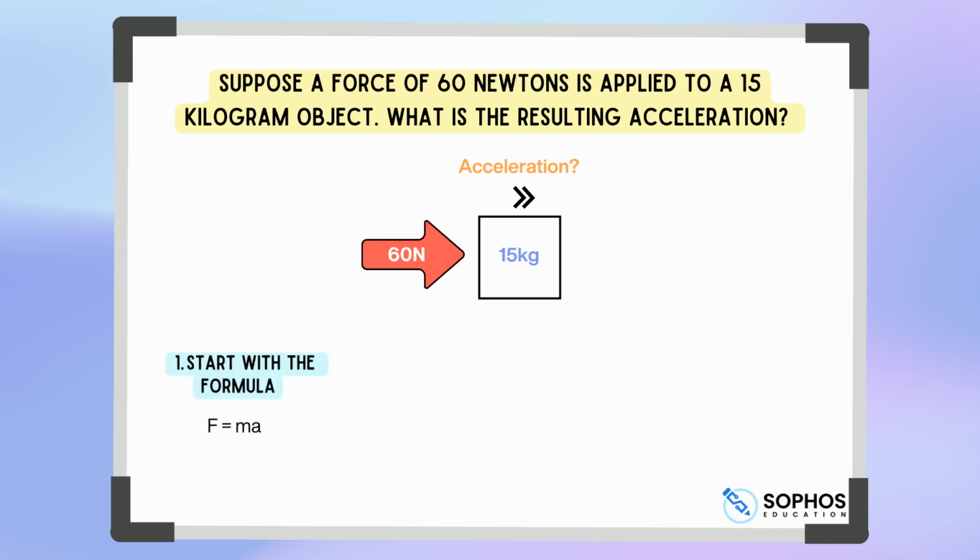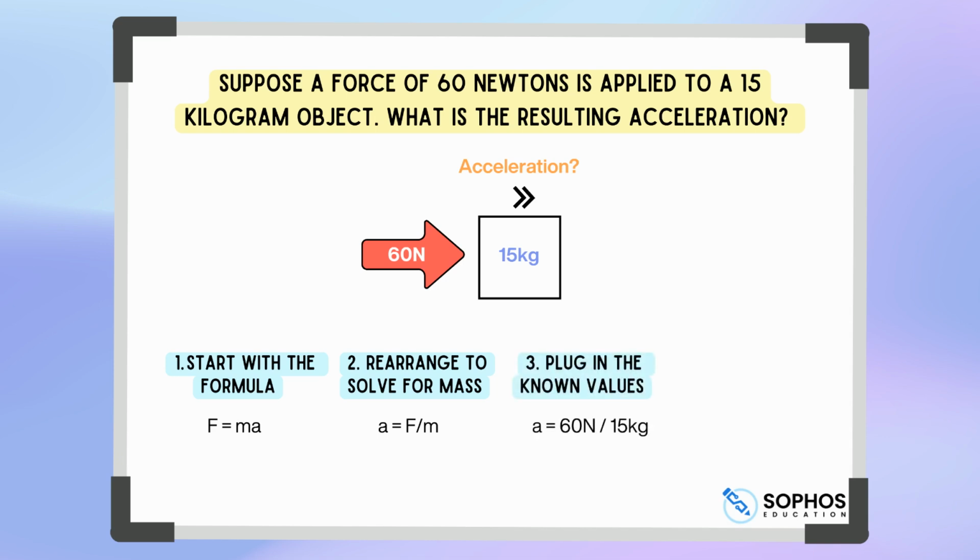Start with the formula F equals m times a. Then rearrange to solve for acceleration, giving us acceleration equals force divided by mass. Then we plug in the known values, so acceleration equals 60 divided by 15. Finally, perform the division, giving us a equals 4 meters per second squared.